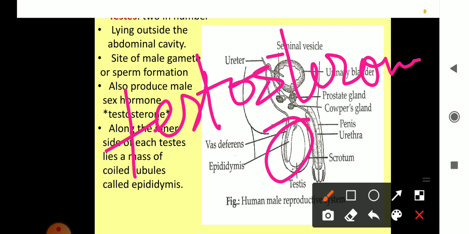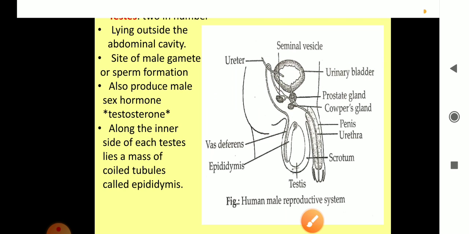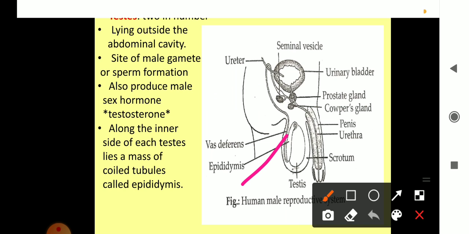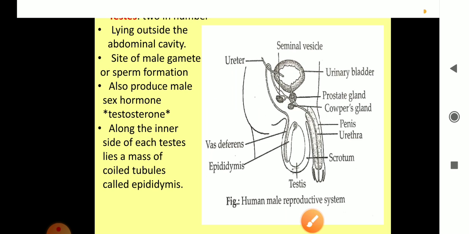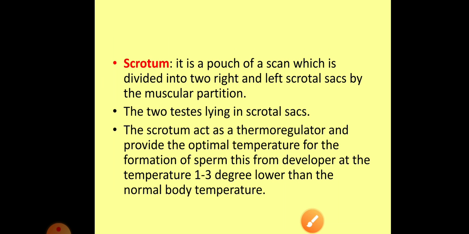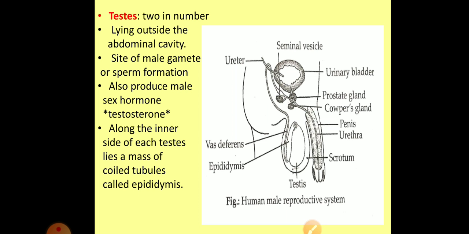Along the inner side of each testis lies a mass of coiled tube, which is called the epididymis. Now, right, this portion, you can see in this figure also, this structure is called epididymis. Now next, scrotum. Now see this also here.